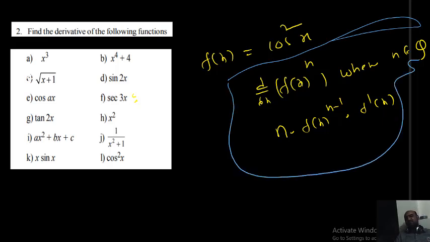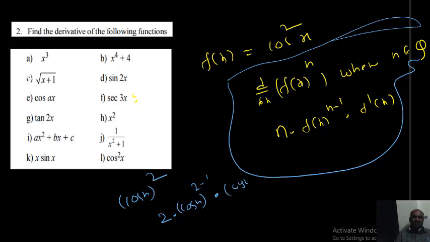Important: the differentiation of f(x)^n is n times f(x)^(n-1) times the differentiation of the inner function f(x). So what happened? (cos x)^2. What did I do? 2 times (cos x)^(2-1) times the differentiation of the inner function cos x. So 2 times cos x only, times minus sin x. So minus 2 sin x cos x, that is minus sin 2x.